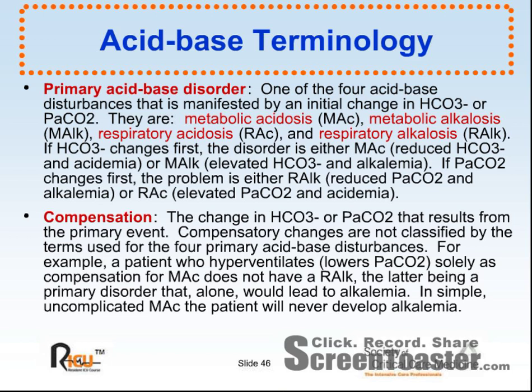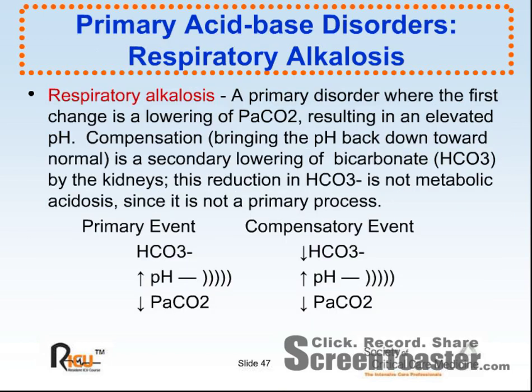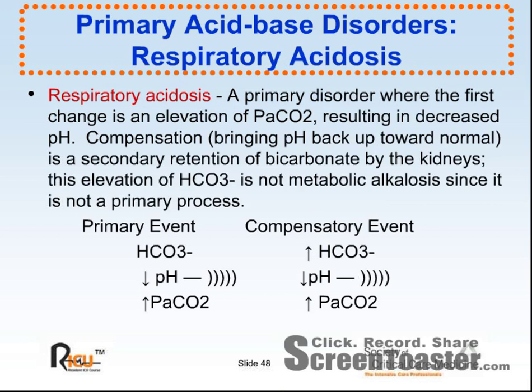Respiratory alkalosis is a primary disorder with a lowering of PaCO2 resulting in an elevated pH. Compensation is a secondary lowering of bicarbonate by the kidneys. Respiratory acidosis is a primary disorder where the first change is an elevation in PaCO2 resulting in decreased pH. Compensation is a secondary retention of bicarbonate by the kidneys.